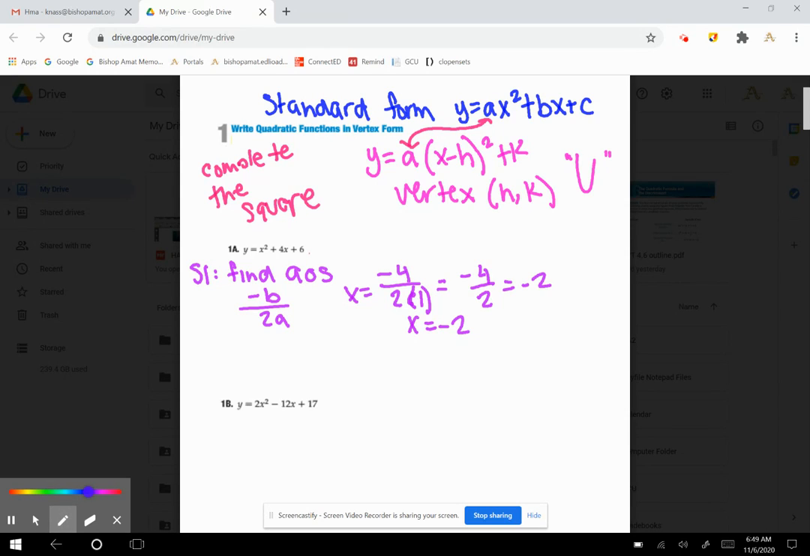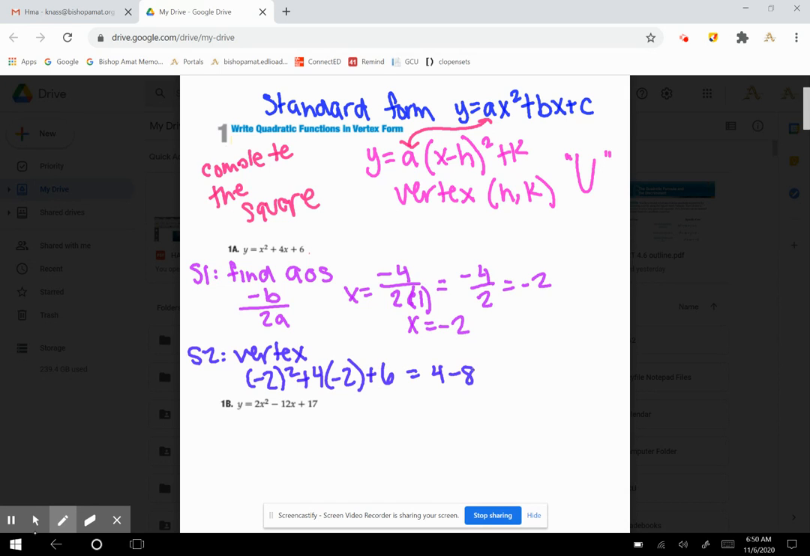Now let's do step 2. Step 2 would be to find the vertex. And again, if you look back in your notes from section 1, you'll see this. For the vertex, you plug this back into the equation. So you have negative 2 squared plus 4 times negative 2 plus 6. Negative 2 squared is 4, minus 8, plus 6. And that gets you 2. So y is 2. The vertex that I just found is negative 2, 2.